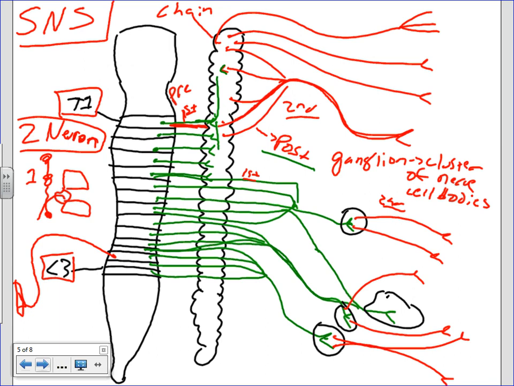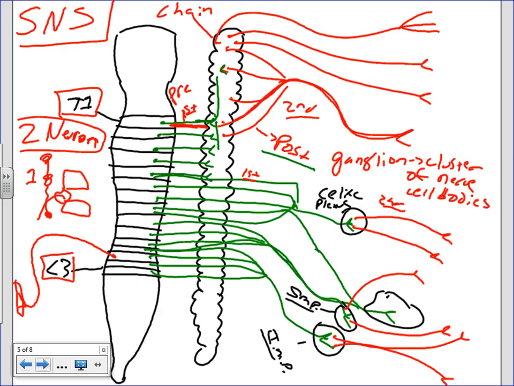One of these collateral ganglia would be called the celiac plexus. And then we've got the superior mesenteric plexus, and then the inferior mesenteric plexus. I'm just going to abbreviate that. Now, I've seen some books just combine these two together and call it the hypogastric plexus. So that's just going to depend on what book you're reading.